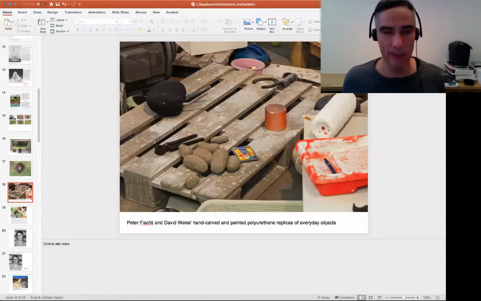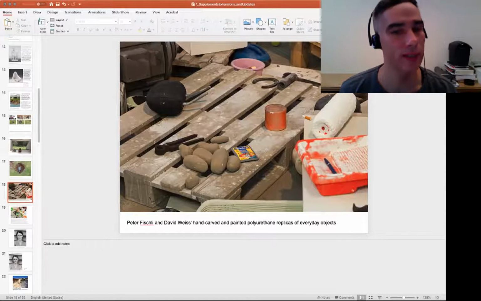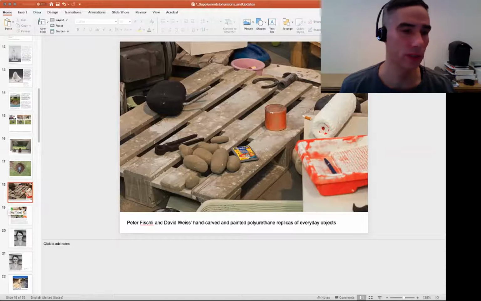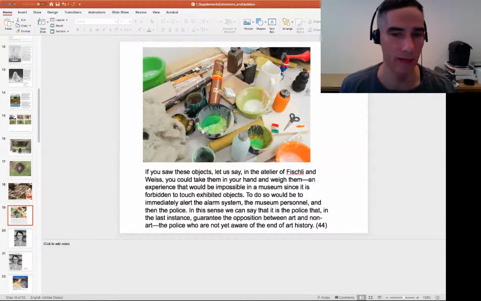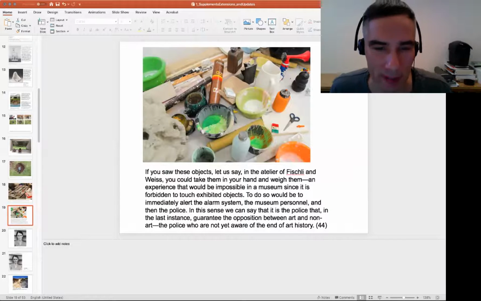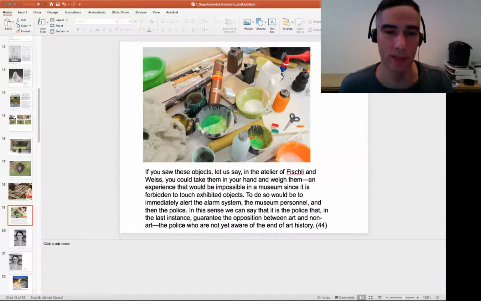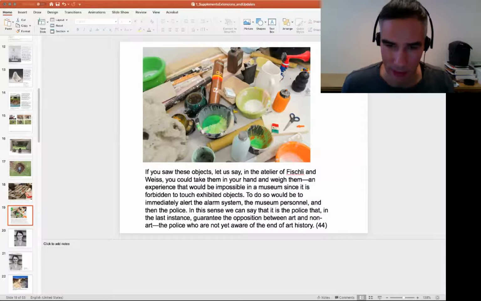So this becomes an example where you can't touch or handle these things, so they become opaque to the viewer. And here's another example of stuff that's made out of polyurethane, meticulously made to resemble the real, but in fact not the real. If you saw these objects in the atelier of Fischli and Weiss, you would take them in your hand and weigh them, an experience that would be impossible in a museum. It is forbidden to touch exhibited objects. To do so would immediately alert the alarm system, the museum personnel, the police, et cetera.